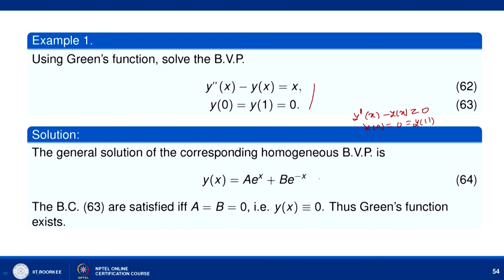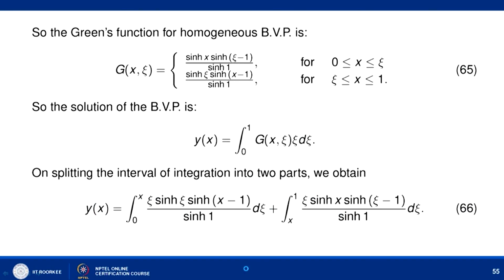and we can say that the general solution of the corresponding homogeneous boundary problem is y of x equal to a e to power x plus b e to power minus x, and when you apply the boundary condition, we can say that a and b both are coming out to be 0. So it means that we have only a trivial solution of the homogeneous boundary value problem, and hence your Green function exists. And Green function we can calculate in this form.